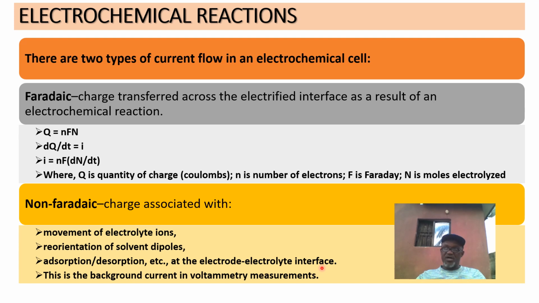For example, if you look at the Daniell cell, that is a voltaic cell, the simple example of a voltaic cell, we said that copper is deposited on the copper electrode. So we can see adsorption. Desorption also, zinc is dissolved from the zinc electrode. And this is the background current in voltammetry measurements.